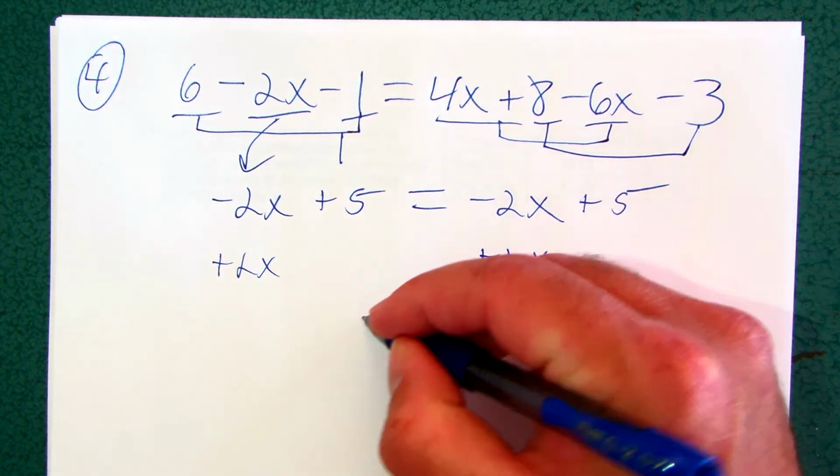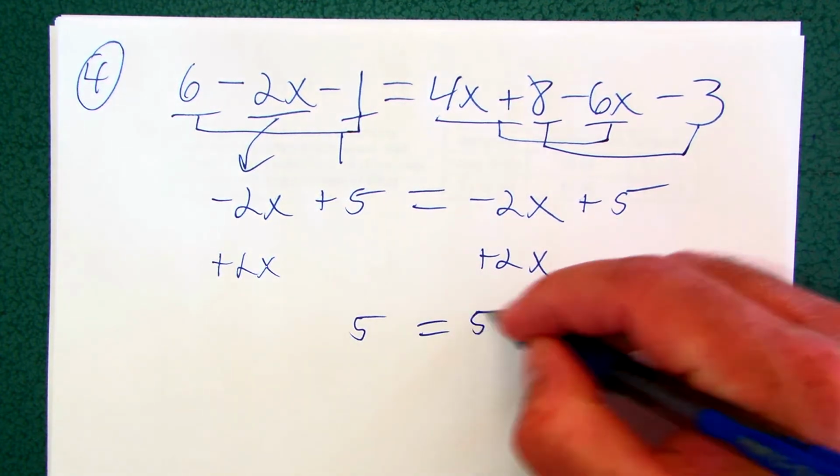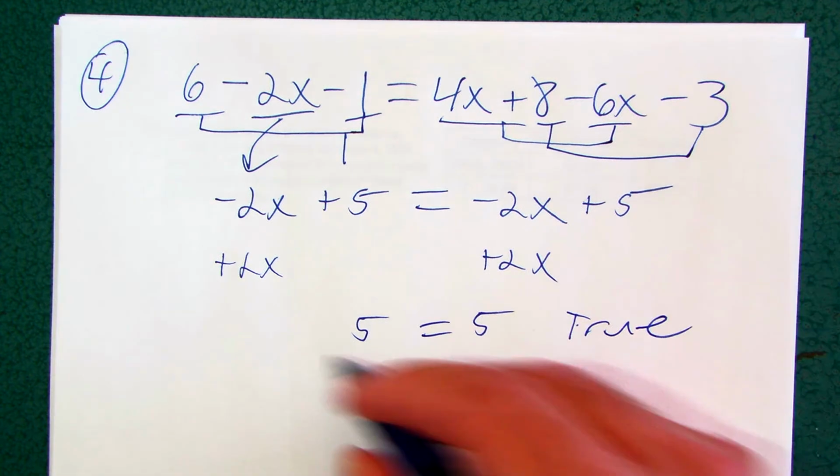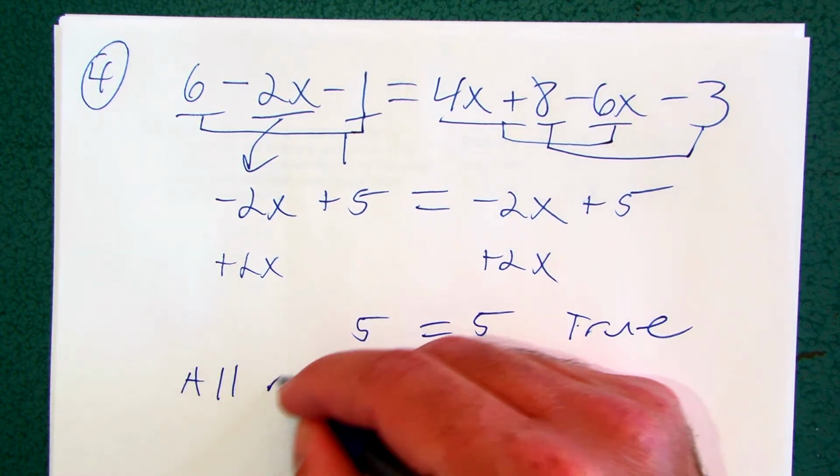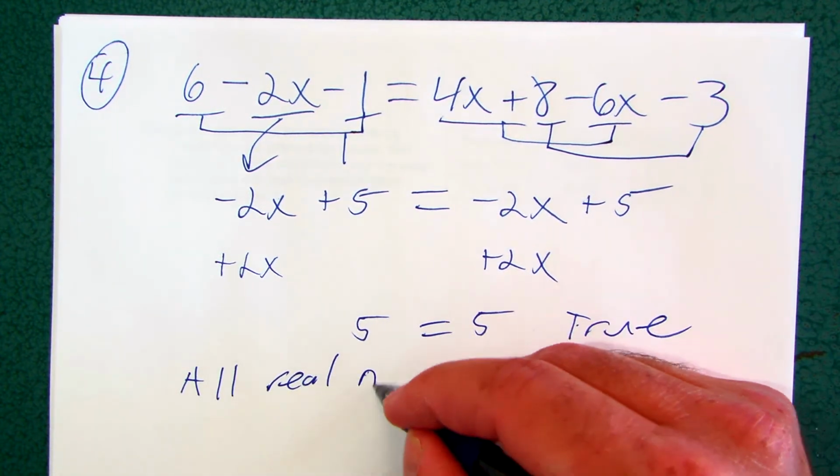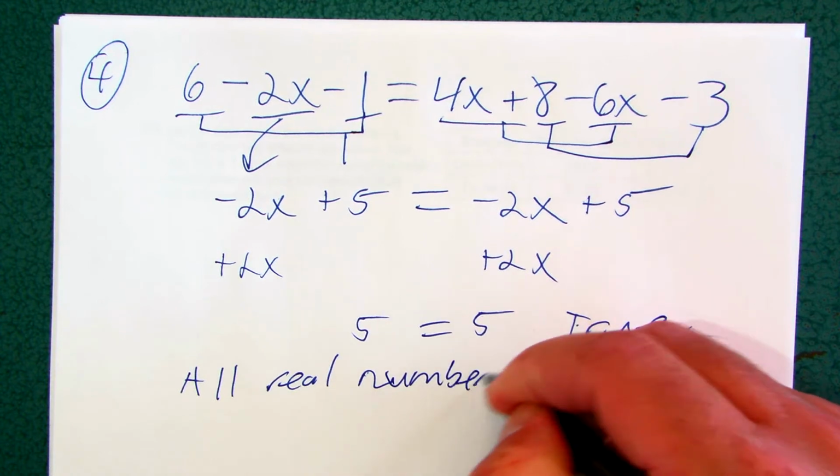We end up with 5 equals 5, which is true. So that means all real numbers are solutions. You can pick any number you want, and it'll work.